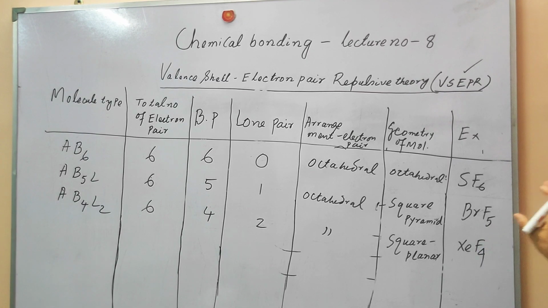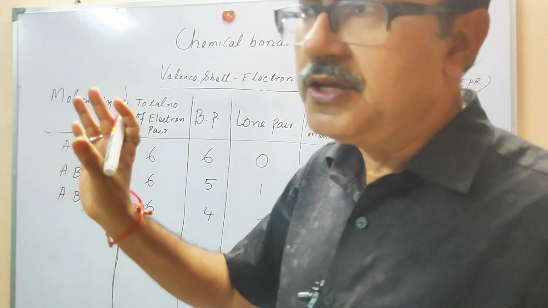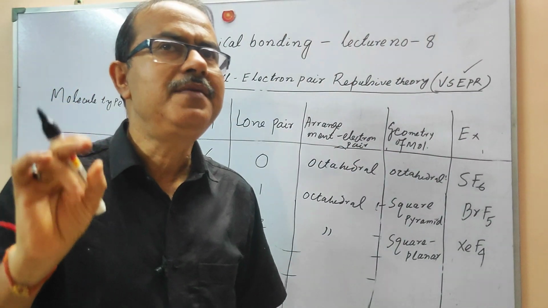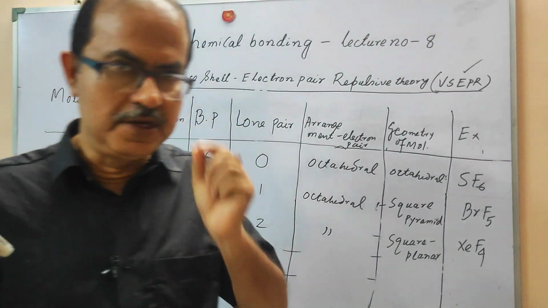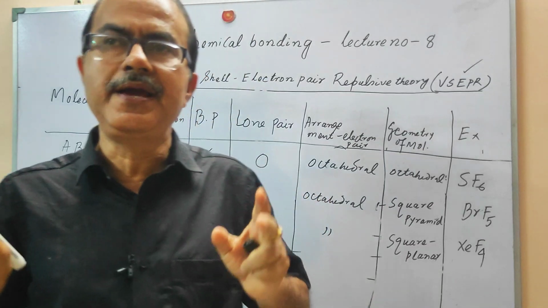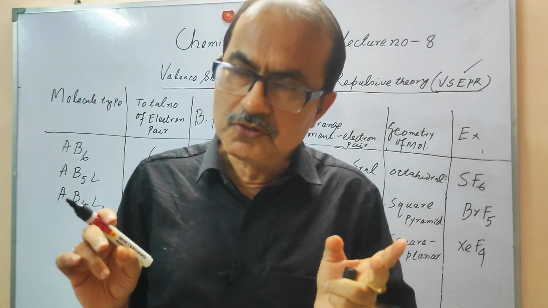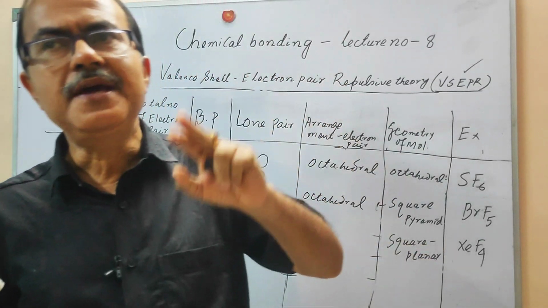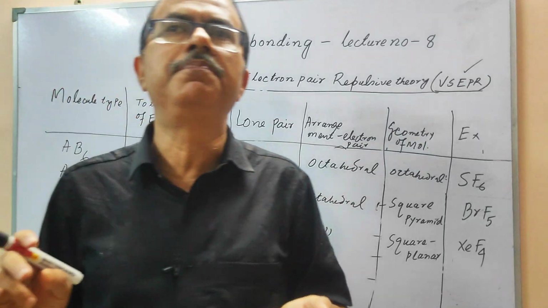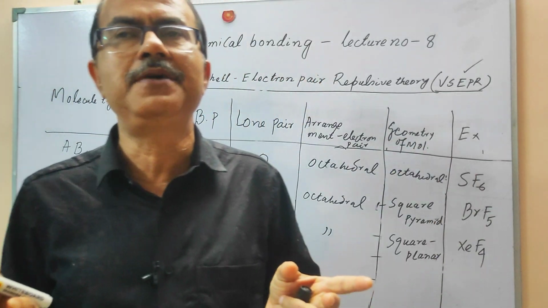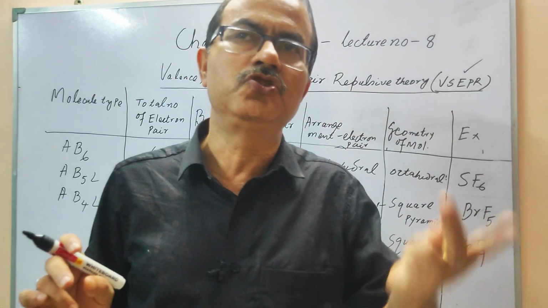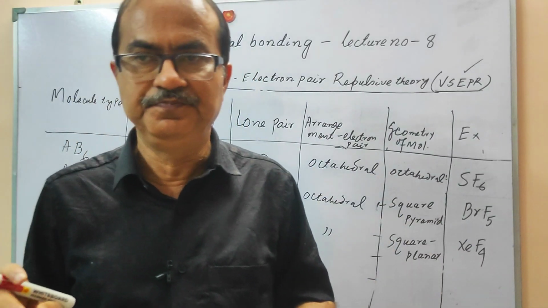So you can see there is a regular geometry when the central atom is surrounded by bond pairs only, and when bond pairs and lone pairs are present at the same time, the geometry is distorted to another shape.